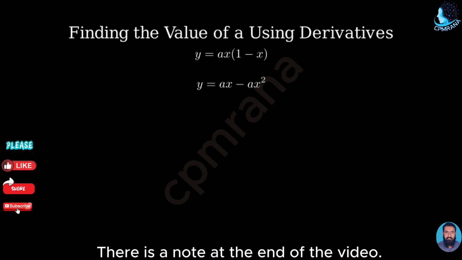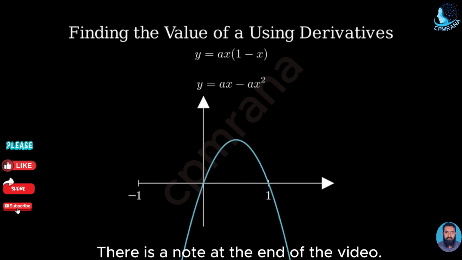Let's visualize what we're looking for. Here's our coordinate system. And here's what our function might look like for some value of a. We need to find the value of a that makes the slope at the origin equal to tangent of 60 degrees, which is equal to the square root of 3. Let's solve this step by step.